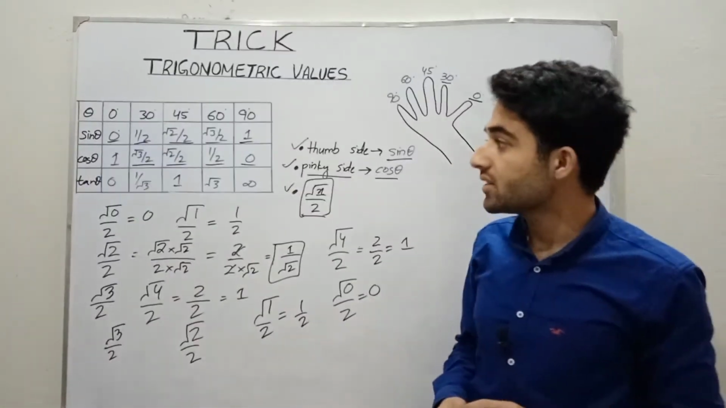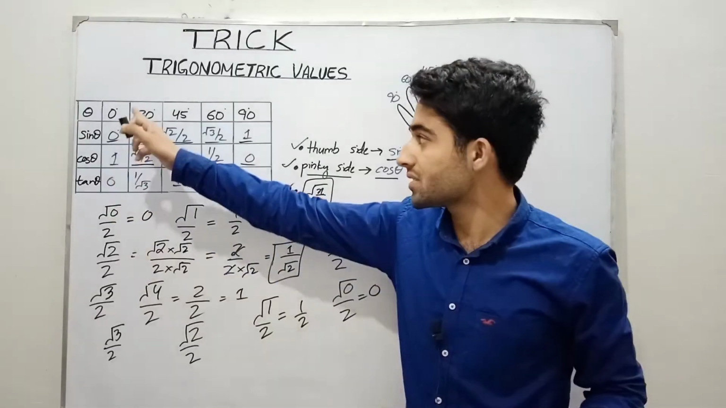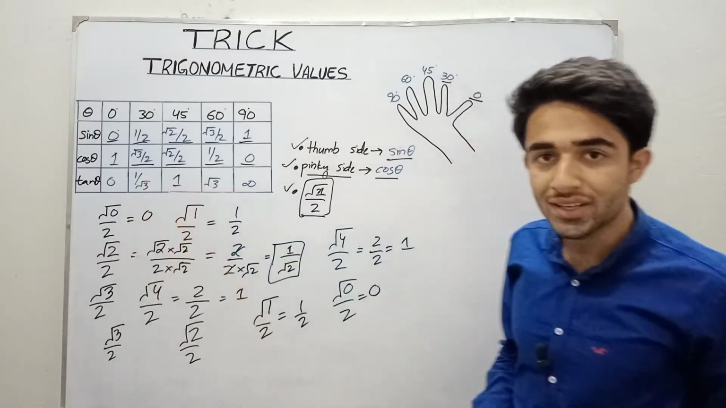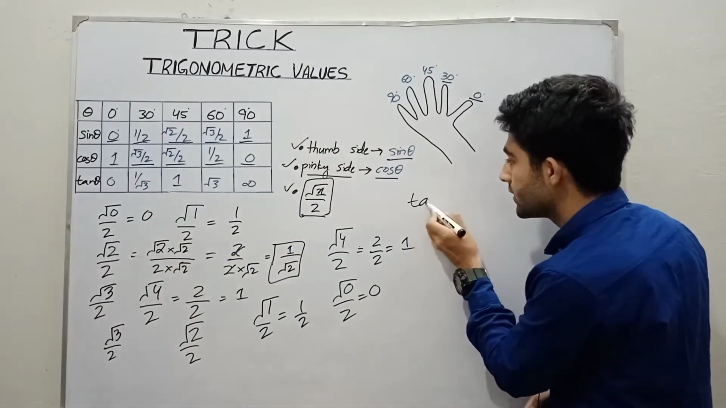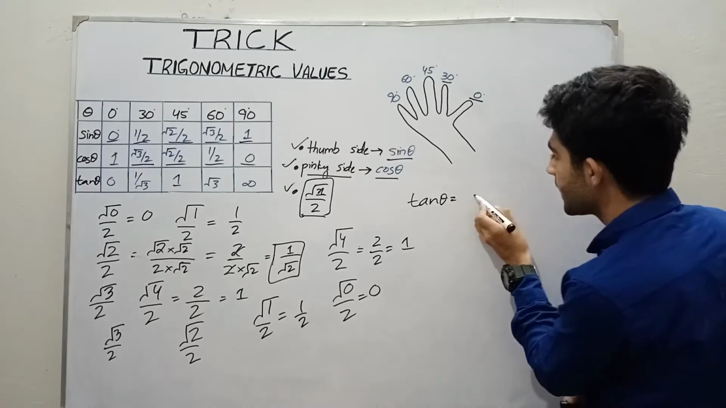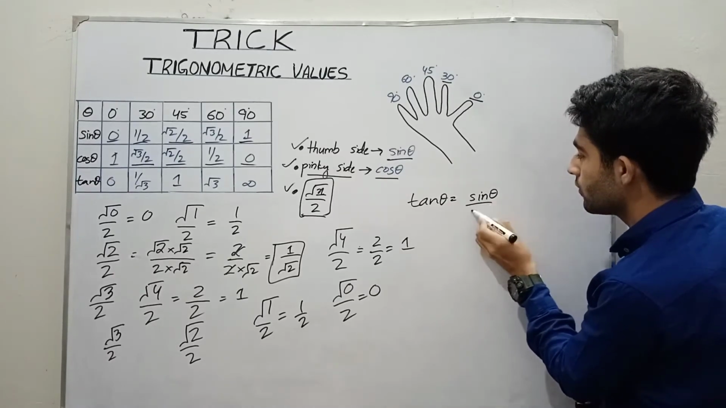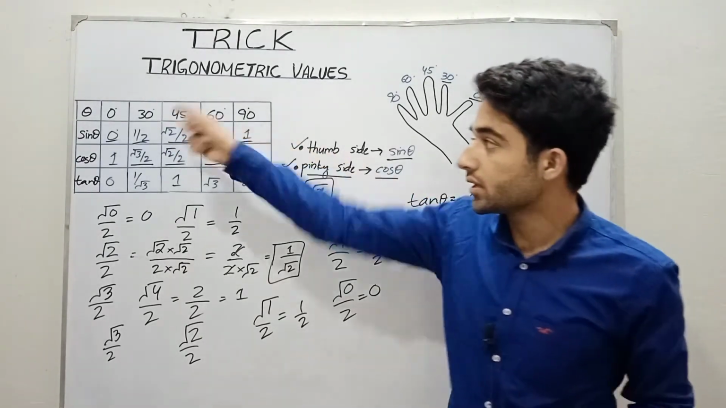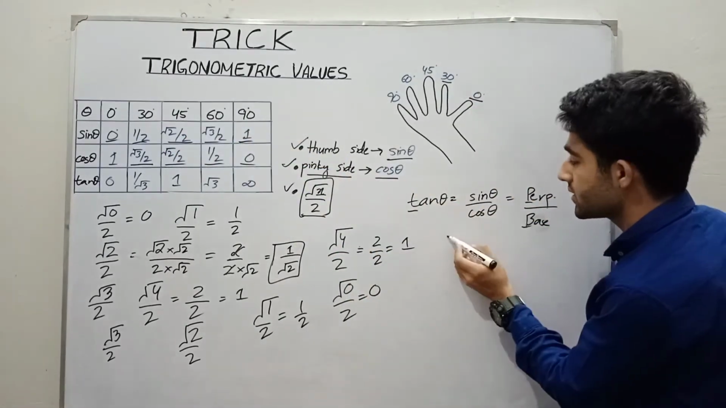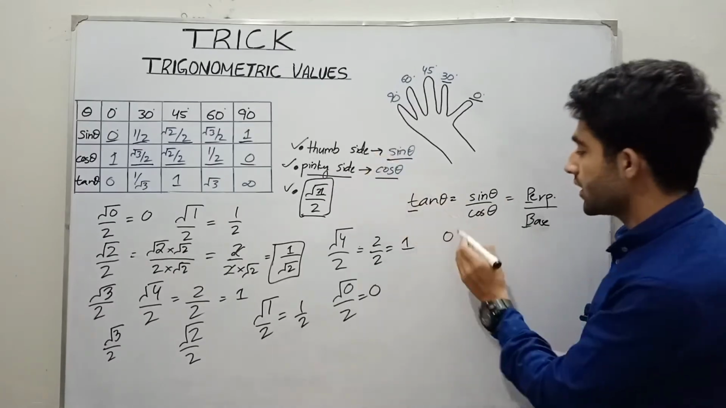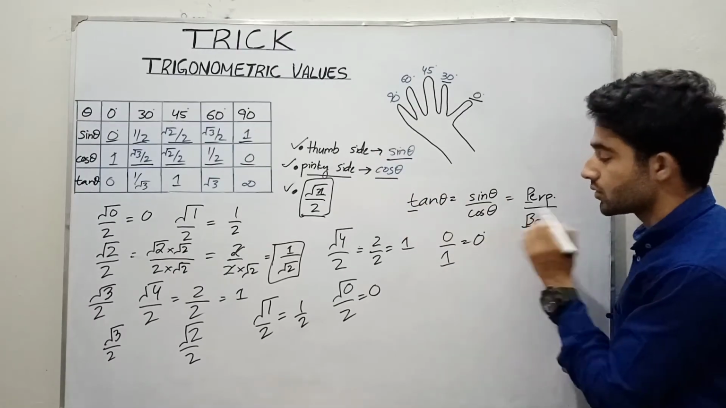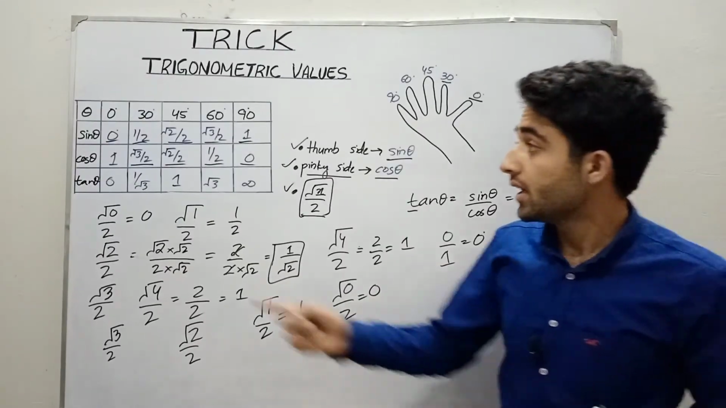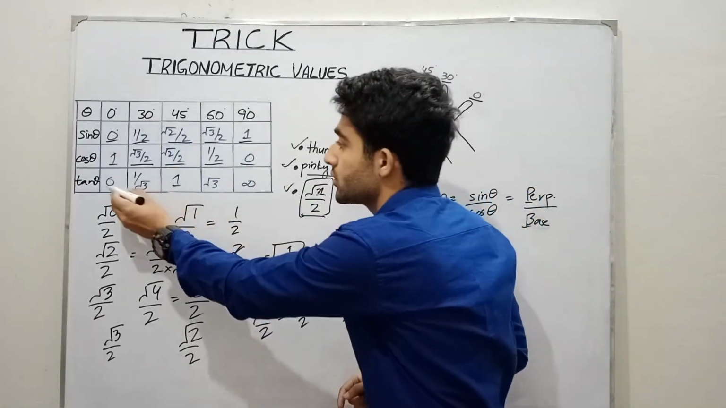Okay, then we have the value of the tan theta from the 0 degree to the 90 degree. For the tan theta, you know that the formula of the tan theta is the sin theta over cos theta. Okay, so at the angle 0 degree, the value of the sin theta is 0 and the value of the cos theta is 1, so it's also 0. So the value of the tan theta at the angle 0 degree is also 0.